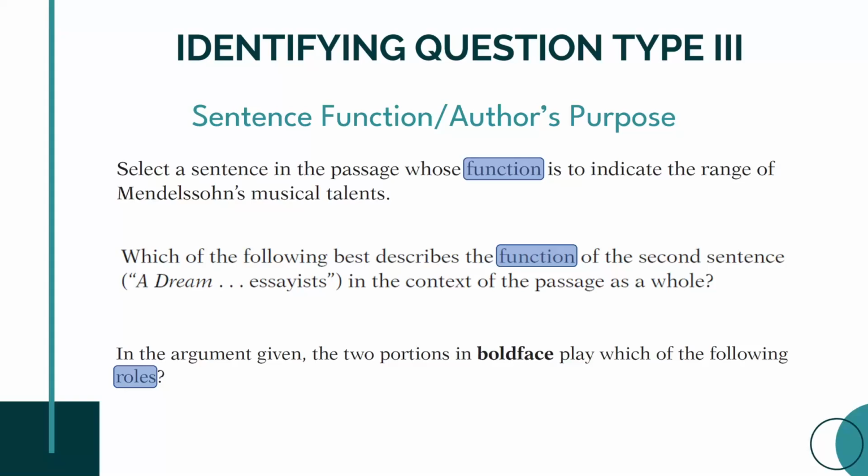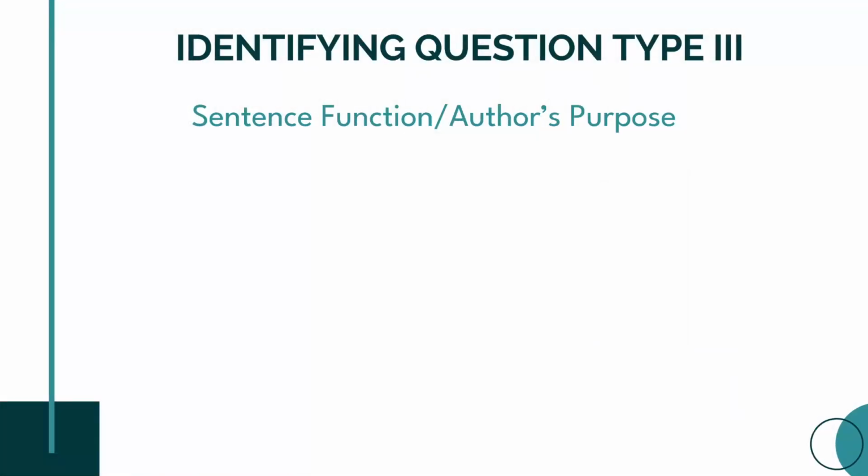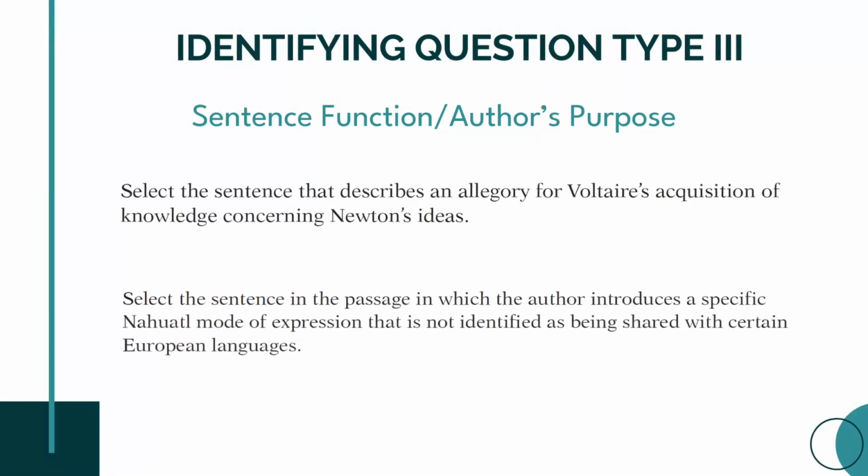So that's how we identify these. Another easy way to identify these questions is if you take a look at these questions right here. Actually, that is a mistake. What do I want to say here? What I want to say here is that whenever they tell you to select a sentence, in most cases, it's going to be a sentence function. What role is this sentence playing, et cetera, et cetera.